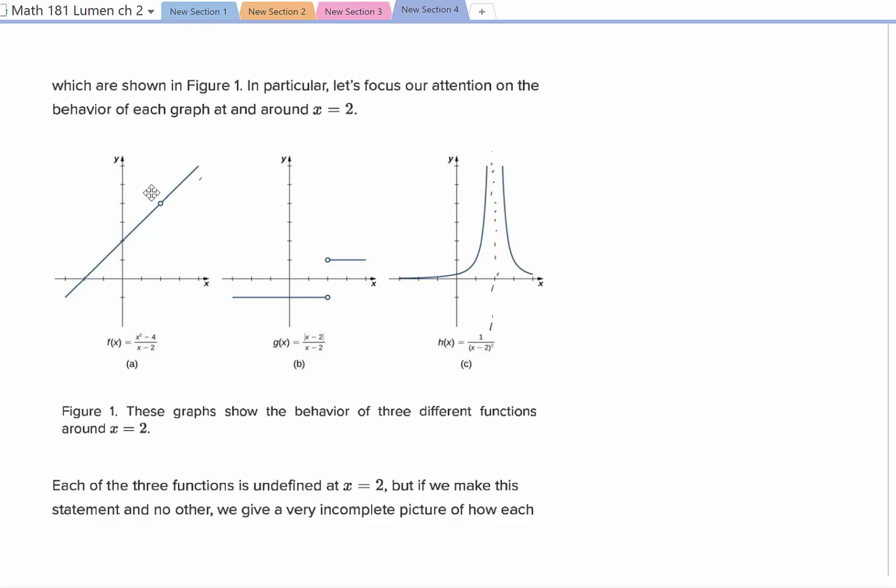So these are all different graphs, obviously different types of functions, but they also have that commonality that they're not defined at x equals 2. But there are ways we can work with these graphs, and that's what we're going to be talking about today.